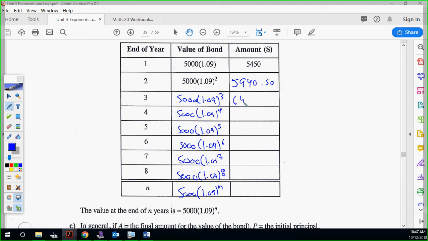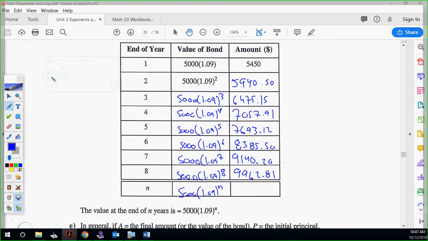Those values are 5940, 6475.15, 7057.91, 7693.12, 8385.50, 9140.20, 9962.81. Okay, I'll pause there for getting those down.